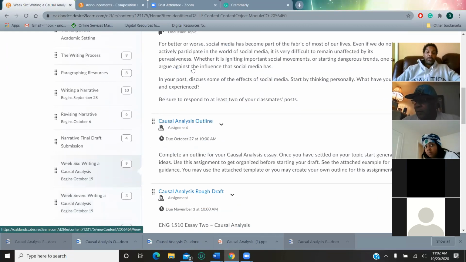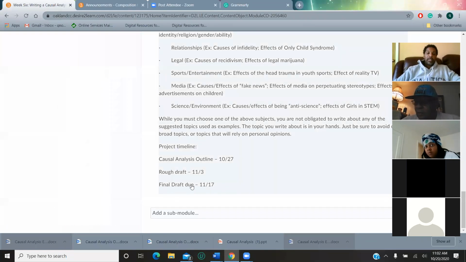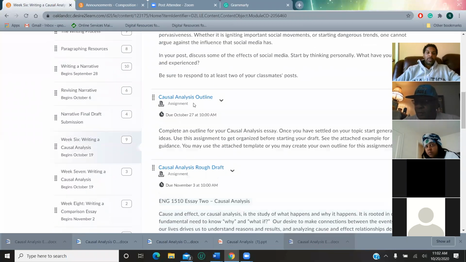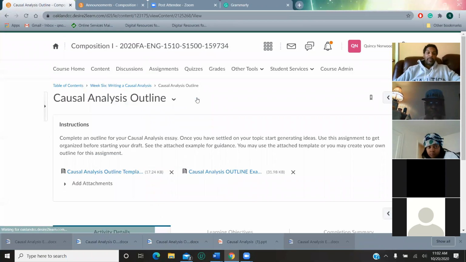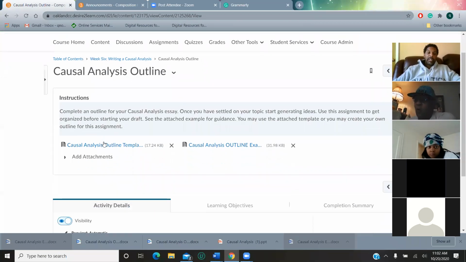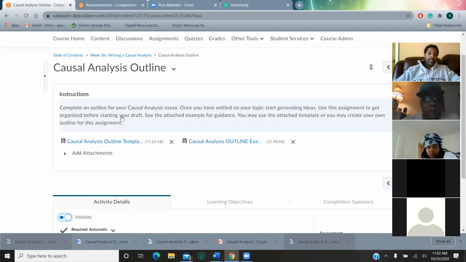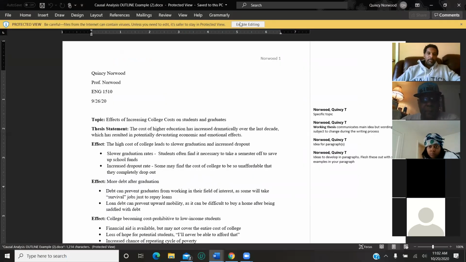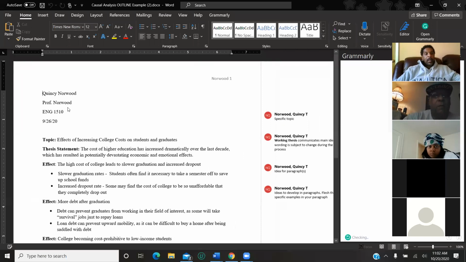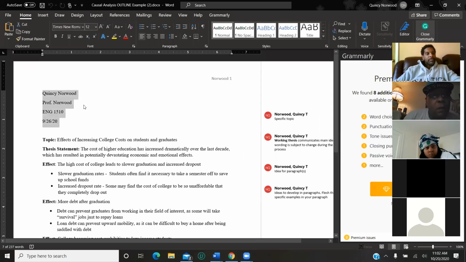Okay. Now, my good people, here is what is actually due. The outline. Outlines are your friend. Read the directions here. Basically, this is just a long-winded way of saying put your outline together. Here's an example. Again, just use your MLA heading. You don't have to come up with the title for this. That's fine. Here's Grammarly.